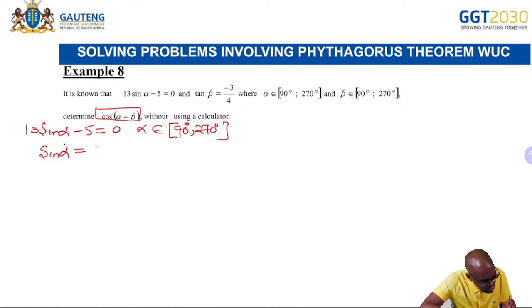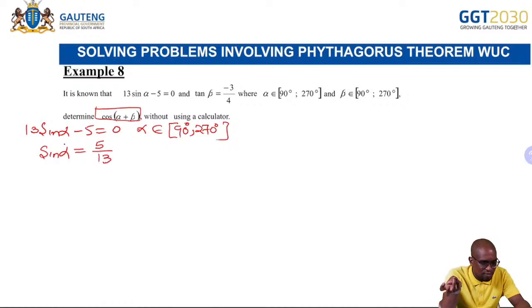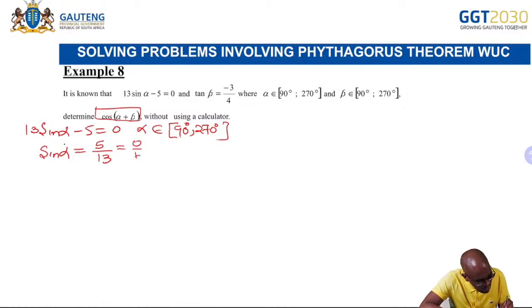So now if I transpose, I get this as 5 over 13. I'll first transpose the 5 and then divide both sides by 13, so that I make the sine of alpha the subject of the equation. Making it the subject of the equation would allow me to get the dimensions. So I know that sine obviously is opposite over hypotenuse, or I can refer to that as what? Y over R.